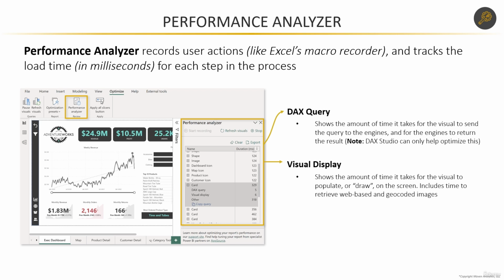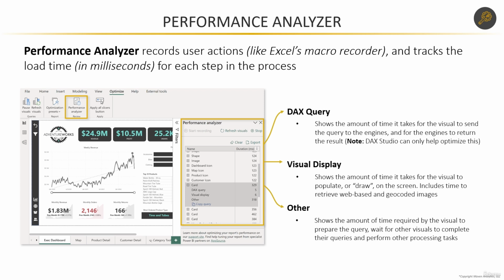Next up, we have the visual display bucket, and this bucket shows the amount of time it takes for the visual you've selected to render. In basic terms, it's simply just the time it takes for that visual to kind of draw itself on screen. Now, keep in mind that if the visual contains web-based or geocoded images, those will also be included in this duration as well.